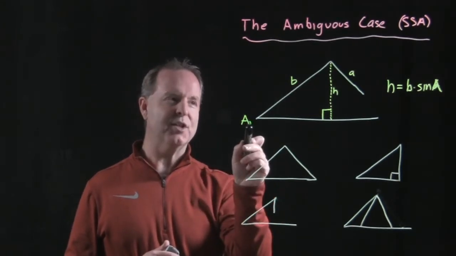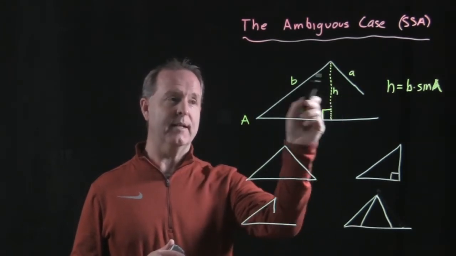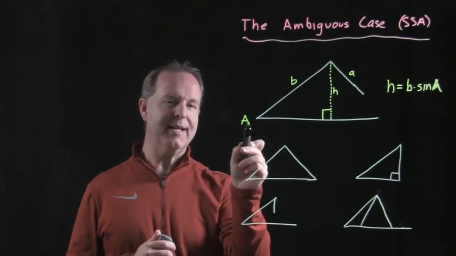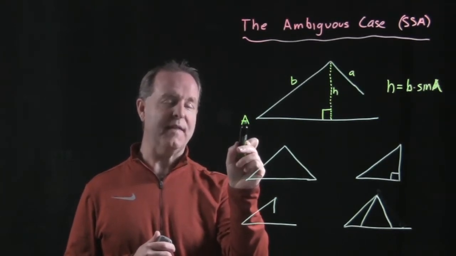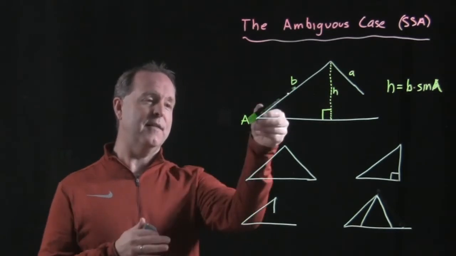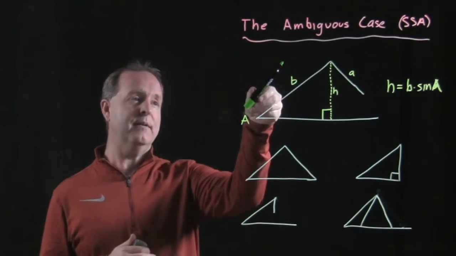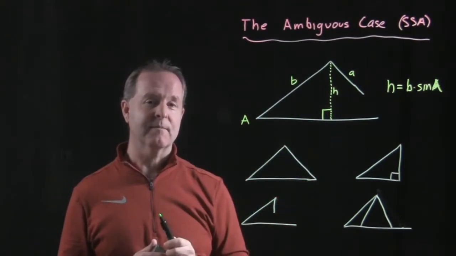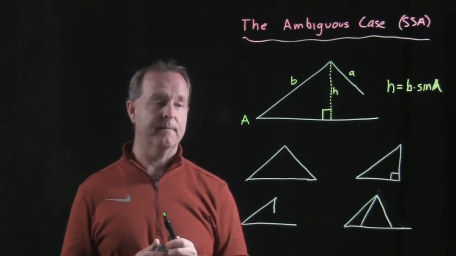So what can you imagine if this side is already determined and that side's length is already determined? Doesn't it depend on a couple of factors? What if the angle A was very large? If that was the case, then this line would start to move on up and make this line farther and farther away, and no triangle would be formed at all.